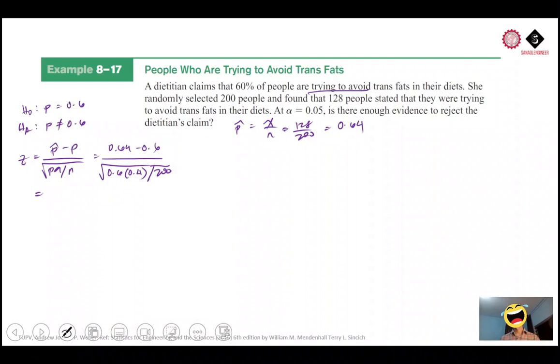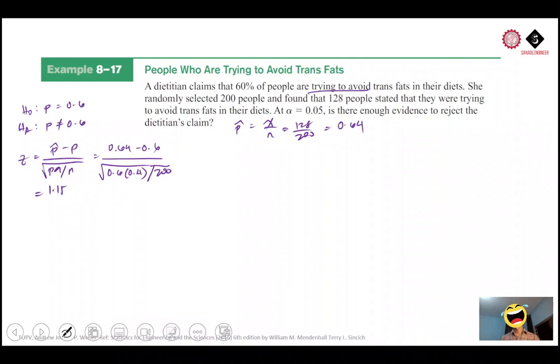So the z-score is 0.64 minus 0.6 divided by the square root of 0.6 times 0.4 divided by 200. Let me use the calculator. The z-score is 1.15. Now let's use the table.